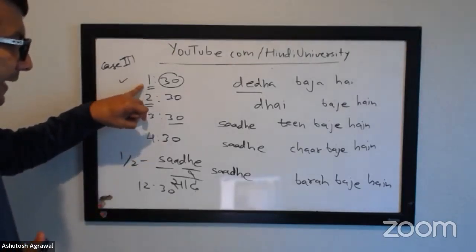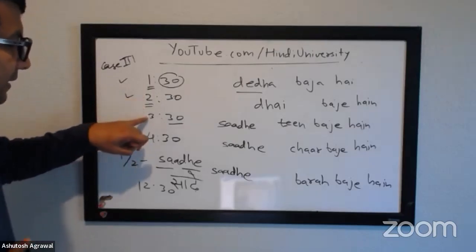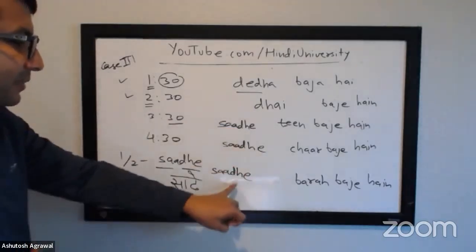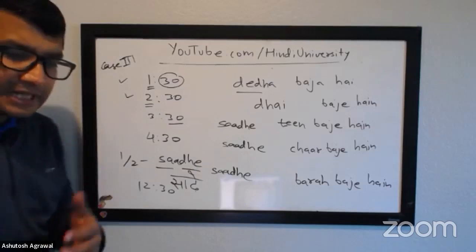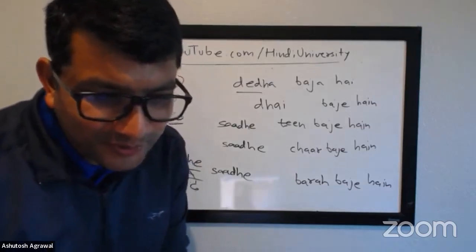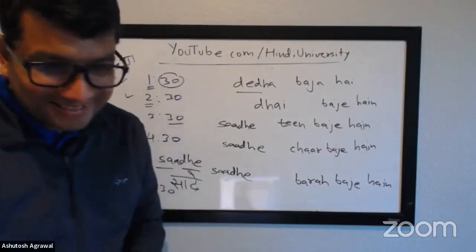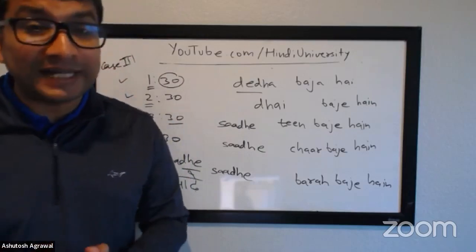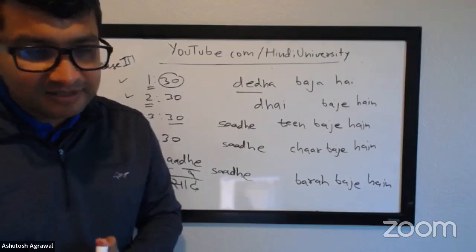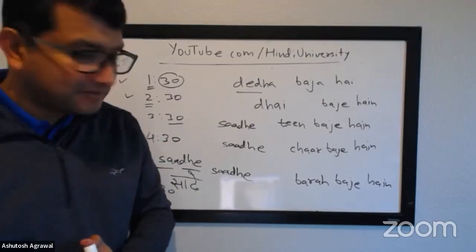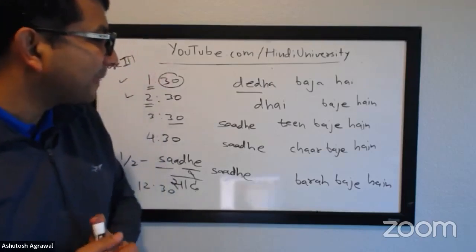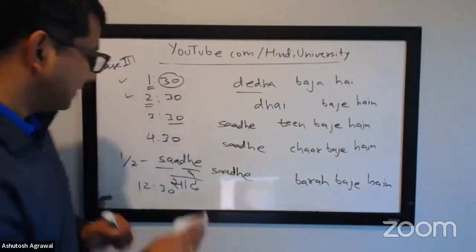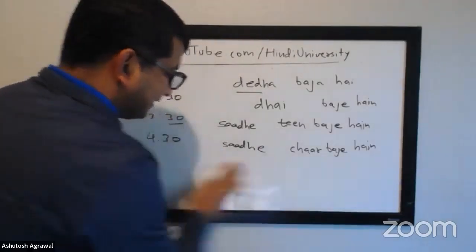Once again, 1:30 ded baja hai, 2:30 dhai baje hai, and then a generic pattern which is sade teen, sade char, sade barah baje hai, okay. If it is 11:30, how will you say that? Shaan, how are you doing? Sade gyarah baje hai. If it is 11:30 of the evening or late night, how will you say that? Raat ke sade gyarah baje hai. Very good. And if it is 2:30 of night, it would be? Raat ke dhai baje hai.